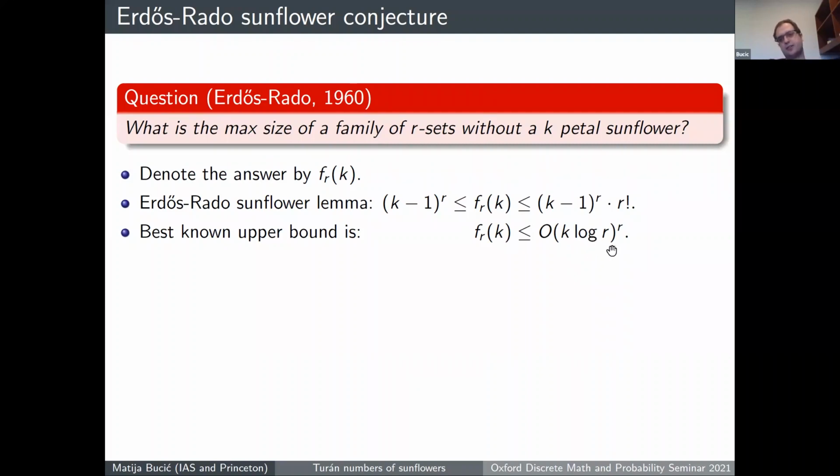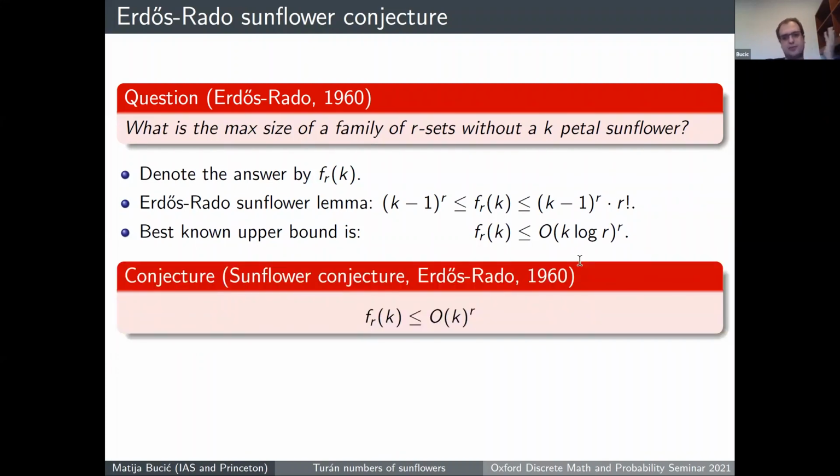Then Terry Tao gave a different proof of this, which used Shannon's entropy argument. And then Bell, Hueluja, and Warnke got this dependency on K. So this is now the best upper bound that we know.